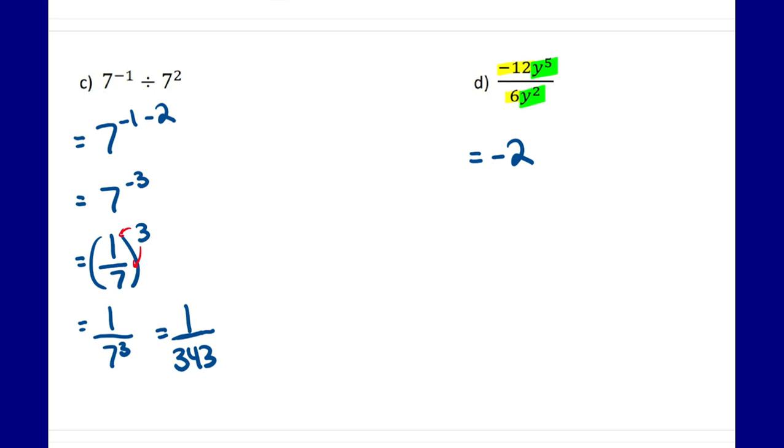y to the power of 5 divided by y to the power of 2 would give me y to the power of 5 minus 2. So I get negative 2y to the power of 3.